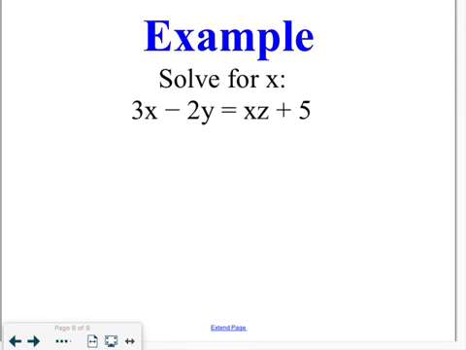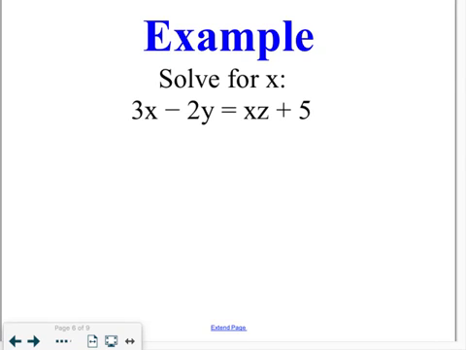Some of our equations are a little bit more complex. We've got 3x minus 2y is equal to xz plus 5. It wants us to solve for x. So this means we need to get all of our x's to the same side of the equation.